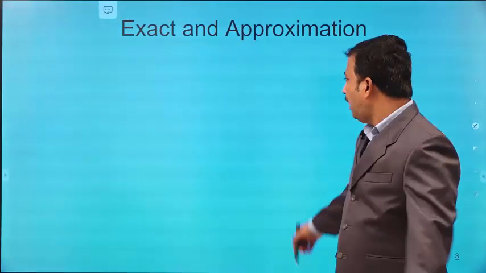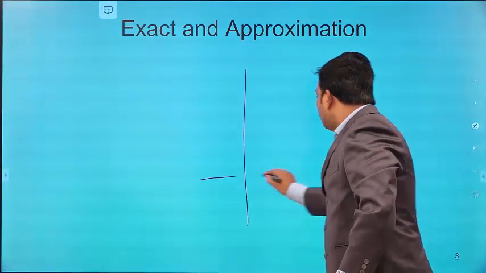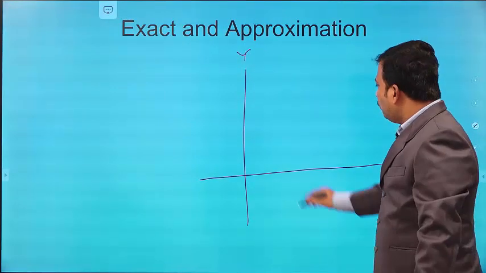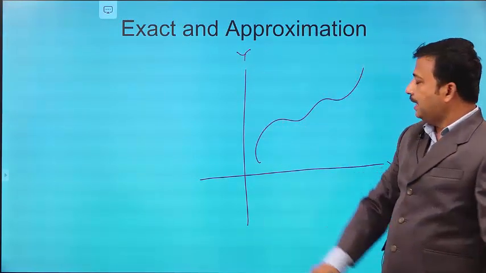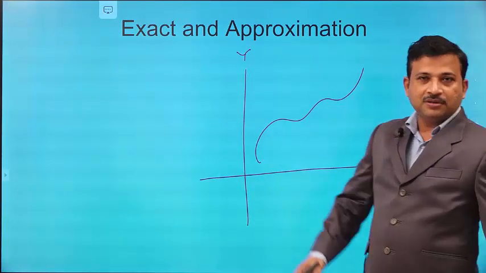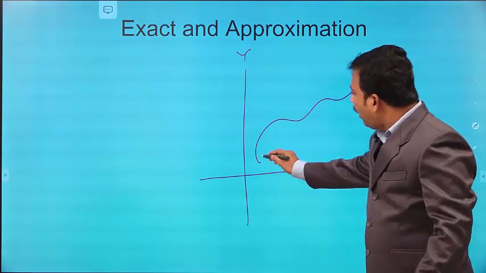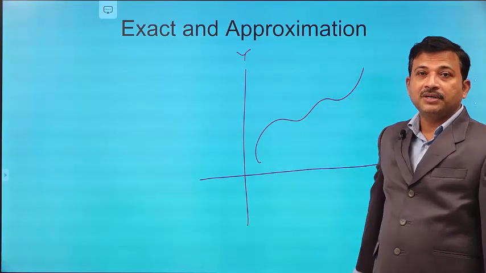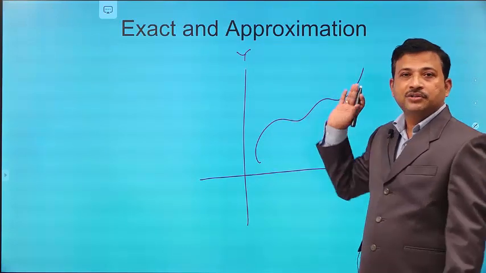Similarly, let us see exact and approximation. I'll give a very nice example to understand. Let us take this as your x and this as your y. I take a curve like this. This is a continuous curve. How many points are there? Millions of points are there.